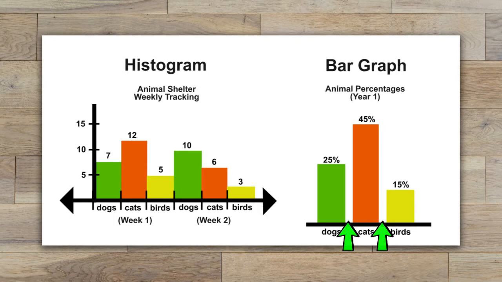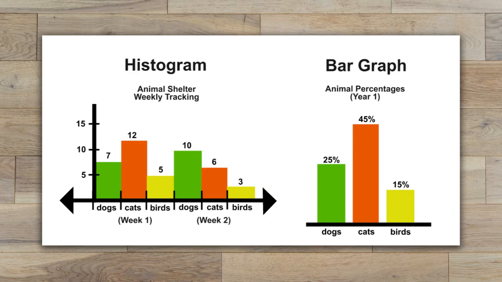Bar graphs have spaces between the bars since the categories shown don't represent all possible categories. For example, a bar graph can represent the different types of animals found in a shelter. A histogram might represent the number of animals in a shelter from week to week. Intervals are the sets of data included within each bin.